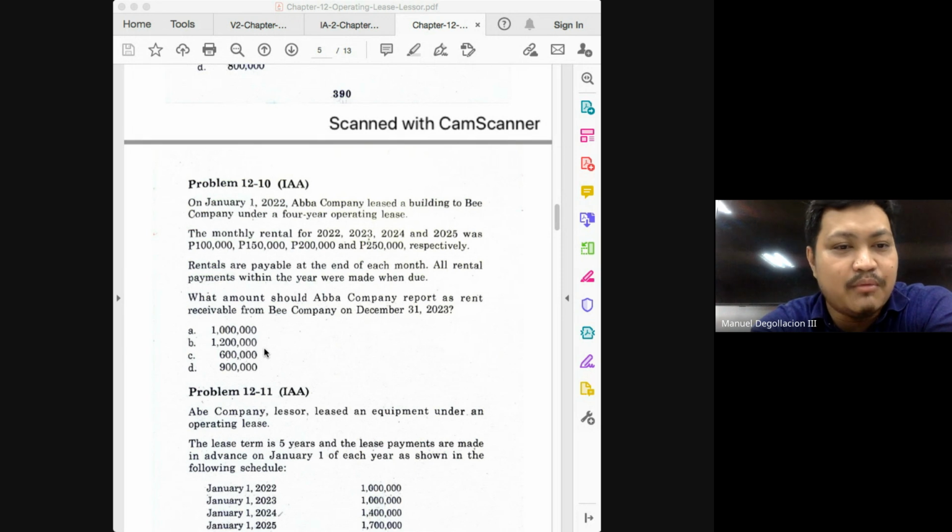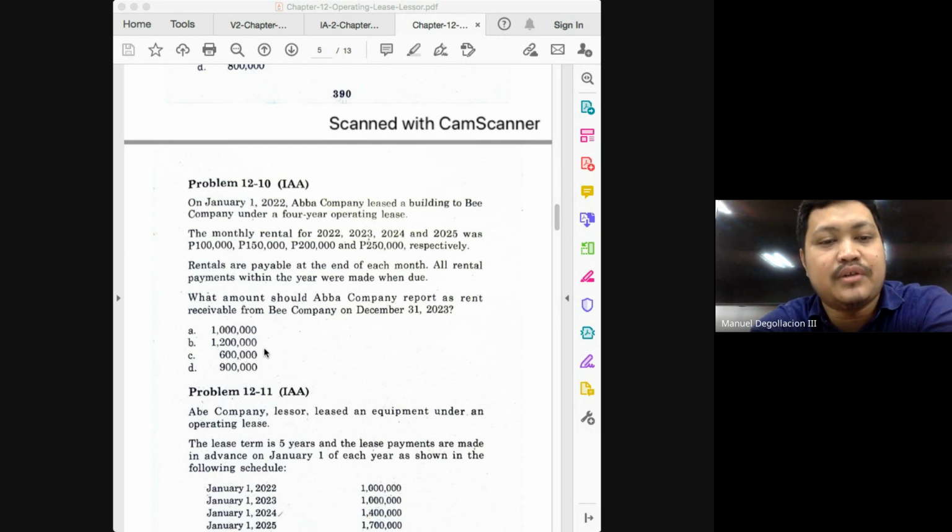So all in all, throughout the entire contract, you expect to receive a total of 8,400,000. Are we waiving some of the rentals? Just like in the previous problem, rentals are payable at the end of each month. All rental payments within the year were made when due. So we can now compute for our expected annual rental income. 8,400,000 spread out equally through 4 years. 8,400,000 divided by 4 will give you 2,100,000. So how much is your rent income in 2022? 2,100,000. Year 2, 2,100,000. Year 3 and 4, 2,100,000 each.